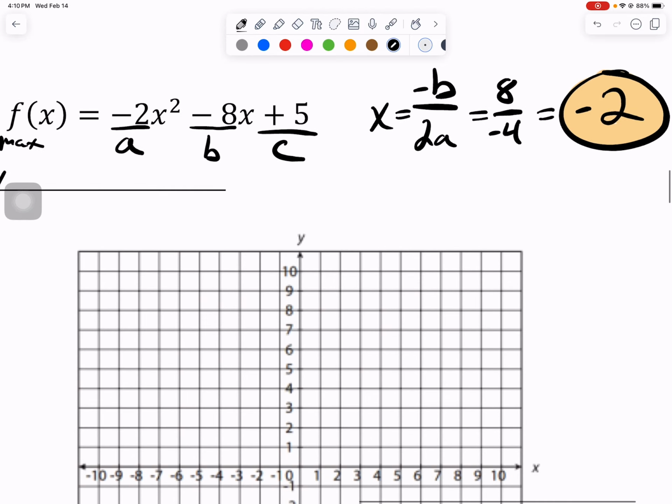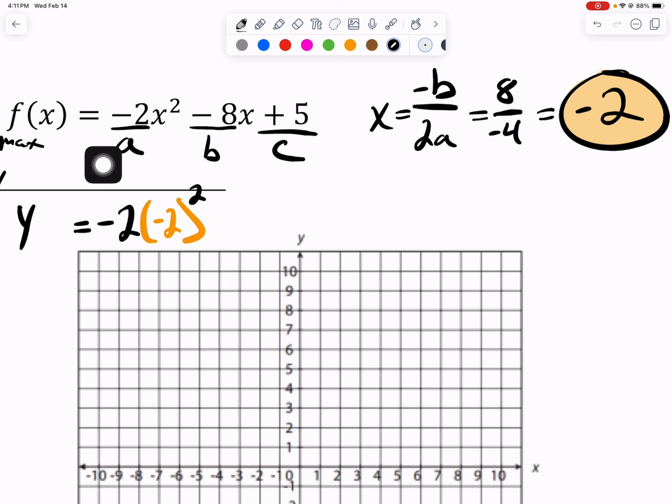And then for our f of x equals, or our y equals, because f of x is y, y is f of x. We are simply copying down the function as it tells us to, negative 2. We will wrap a negative 2 in parentheses.